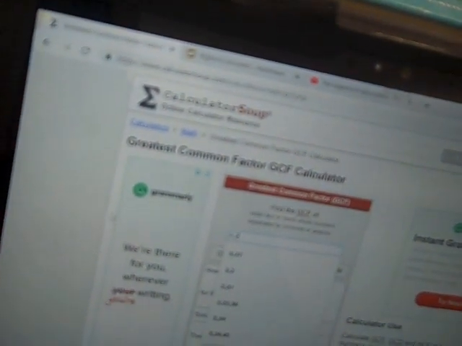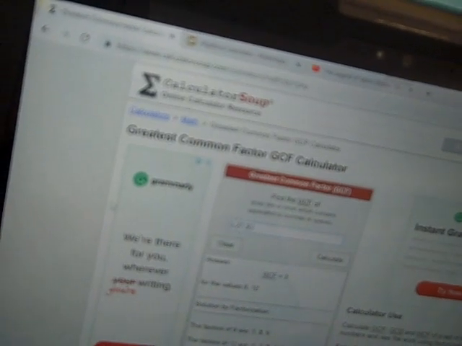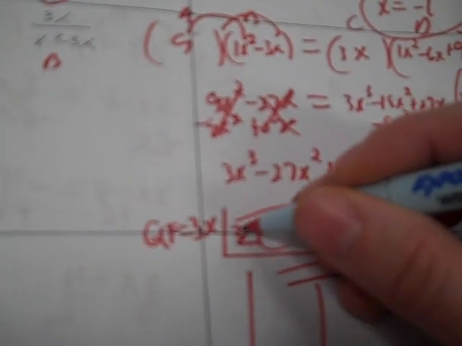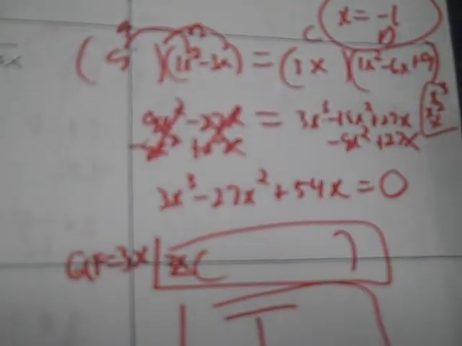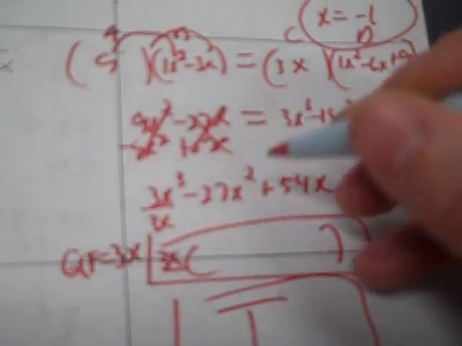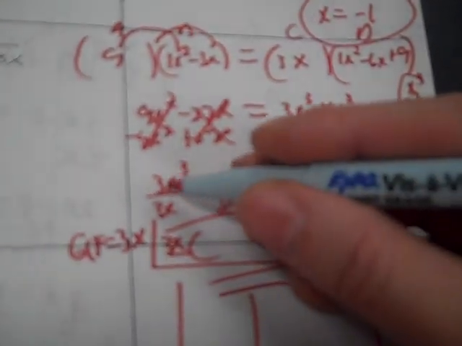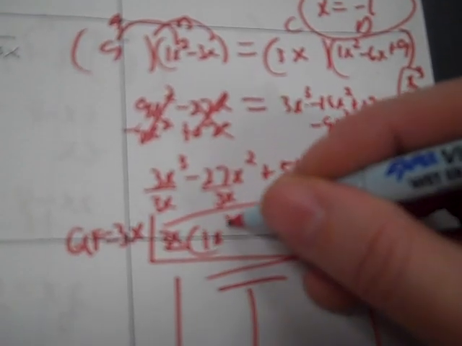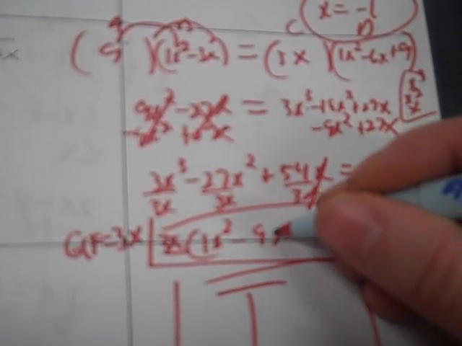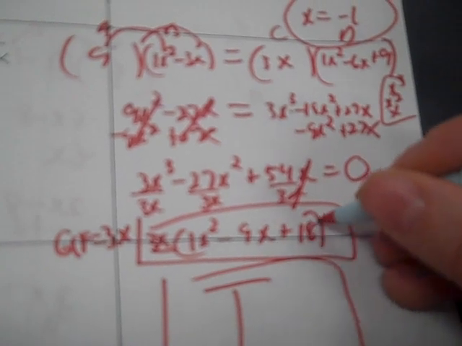327.54. It gets 3. Okay, so 3 is the GCF. It's 3x. So 3x. Okay, now divide all of these by 3x. And remember, the x's cancel here. And that leaves me with 1x to the second minus 9x plus 18.